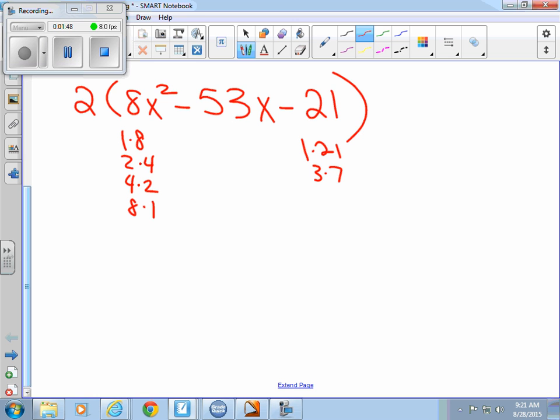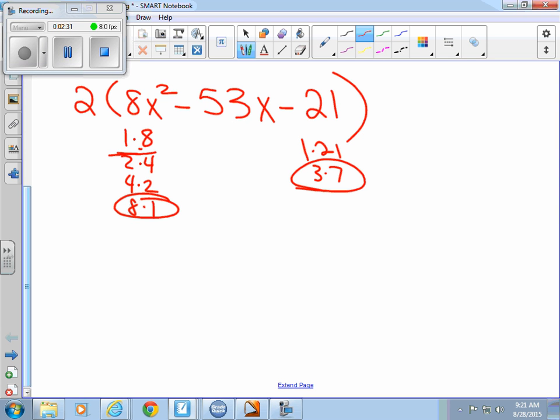I want to subtract to get 53. 56 minus 3. 8 times 7 is 56, and 3. Now yesterday I went through every single one every time. You'll notice as you get better at this, you can start to pick those out a little quicker. So 8, oops, sorry, wrong one. 3 and 56, right? 8 times 7 is 56. 3 times 1 is 3. 56 minus 3 is 53.